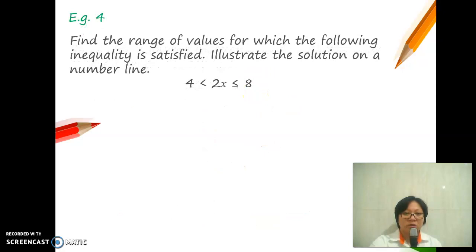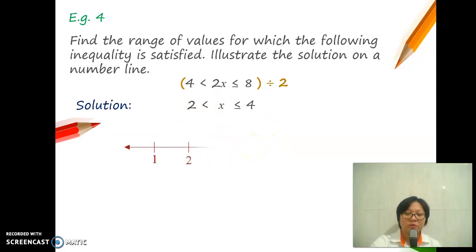So this is the fourth example, a compound inequality. As you can see, the linear term is in the middle, and the coefficient of the x is not equal to 1. So we need to change the coefficient of x into 1. So we need to divide each term by 2. So we simplify, we get 2 is less than x is less than or equal to 4. This is the solution. Now we are going to illustrate the solution on a number line.